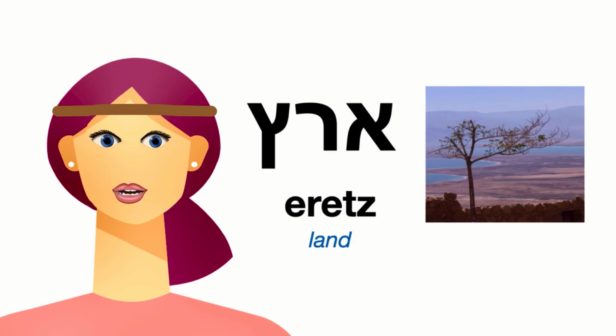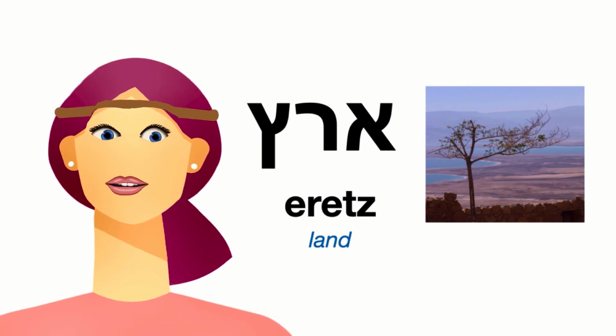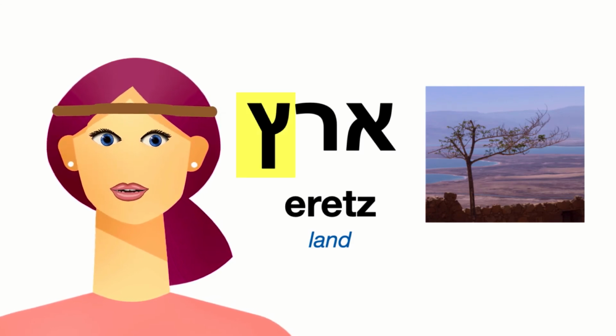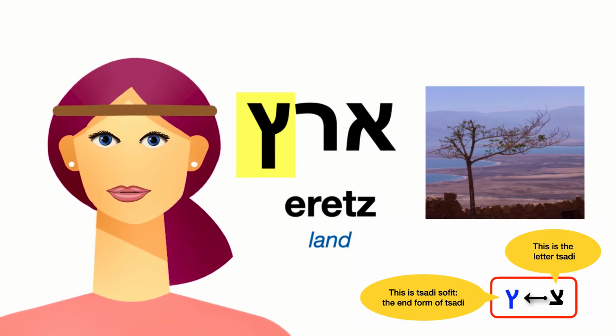Now let's see this example, where the sound of the letter tzadi is the last sound of a word. ארץ, the Hebrew word for land, country, ground, soil, or territory. ארץ has the sound of tzadi at the end. That's why we write the soffit form of the letter, tzadi soffit.